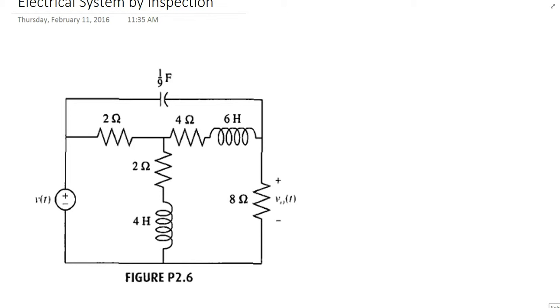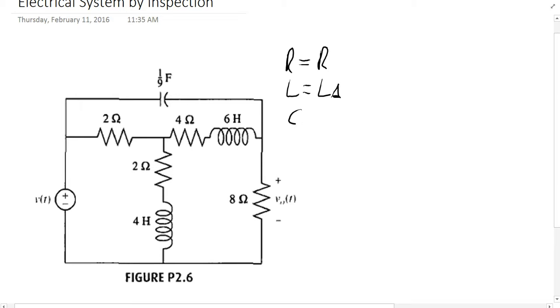Hello and welcome to this video tutorial on how to find equations by inspection. So first I'm gonna cover an electrical system and do a quick review, in which R is just represented in the frequency domain as R. The inductor is gonna be L times S and the capacitor is gonna be 1 over CS.